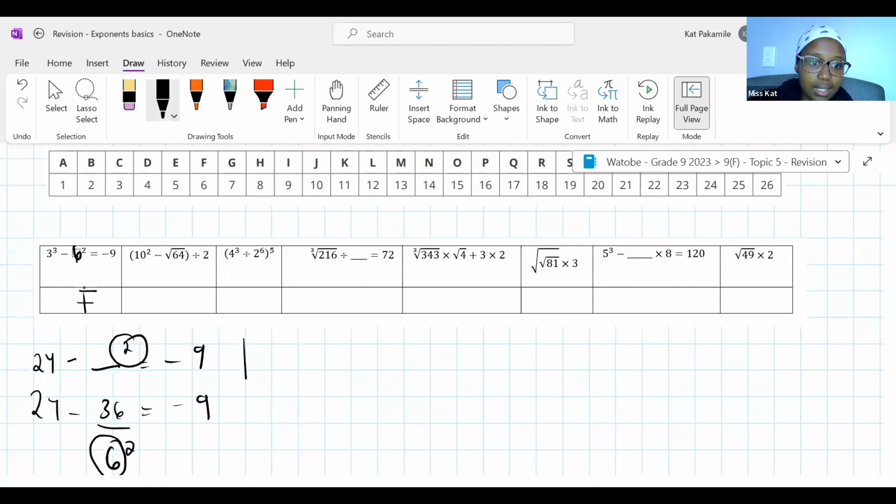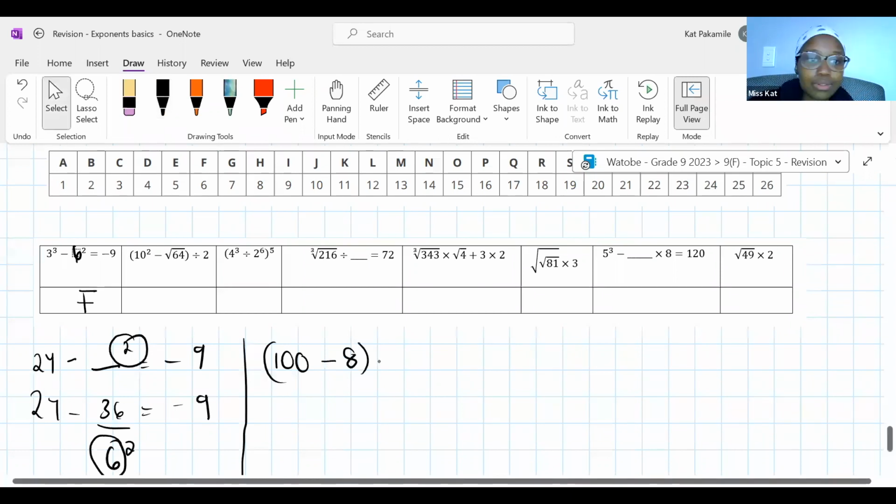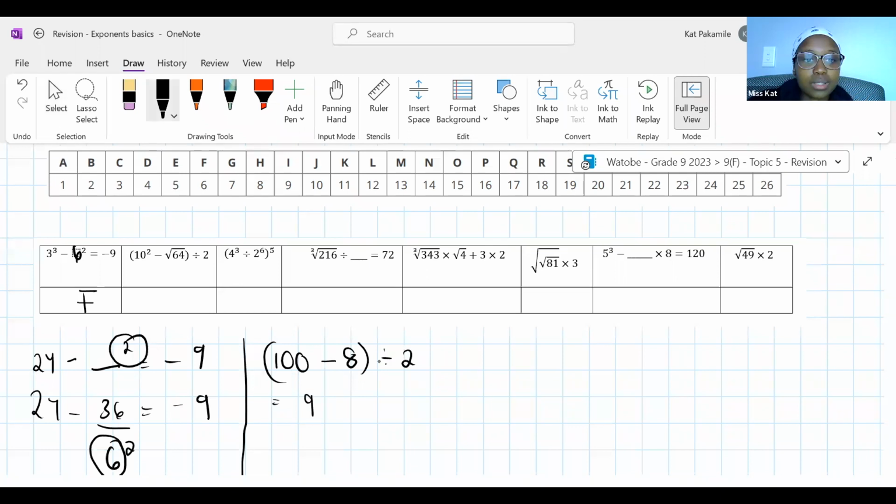Let's see. I see a lot of you say 2 is 46, and I hope I don't make a mistake again. So this one is 100, because 10 squared is 100, minus the square root of 64, which is 8. Yep, I did make a mistake again. Guys, throw all of me away, because this will be what? 92. Oh, I see what I was supposed to do. Divided by 2, which is 46. Let's all pretend that never happened.